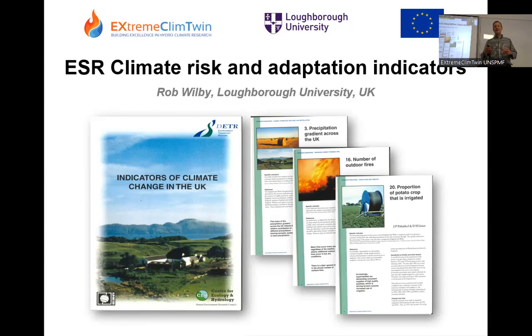How do we use climate risk information to inform the public, to help guide decisions about coming climate risks and how we might adapt to climate change? So the broad topic is around climate risk and adaptation indicators, which is essentially about taking climate information, whether observations or from models, and converting it, translating it into different ways of presenting that information to non-expert audiences.